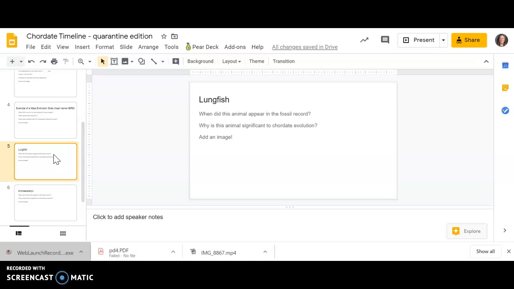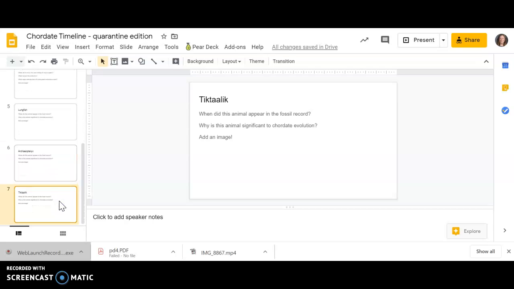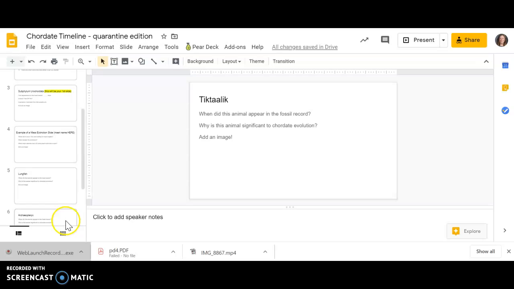But what you're going to want to tell me there is which two types of organisms does it link. Okay, and then add an image. There's plenty of images of these guys out there. And again, I just put these three in there so you wouldn't forget to do them. Make sure that you have everything in chronological order.